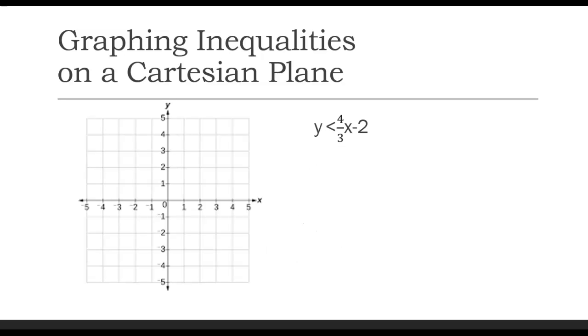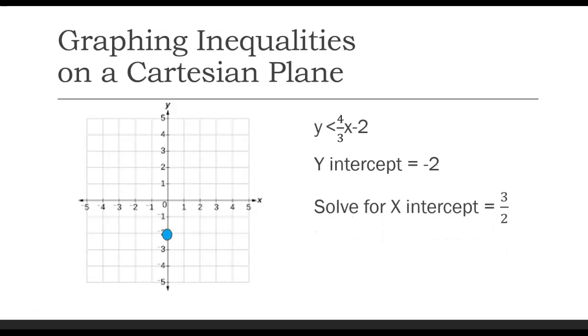Now that our inequality is in slope-intercept form, it can be graphed. We know that our y-intercept is -2, and we can solve for our x-intercept by replacing the y with 0. And we know that it is 3/2, and it can be graphed as well. And we can connect our dots.